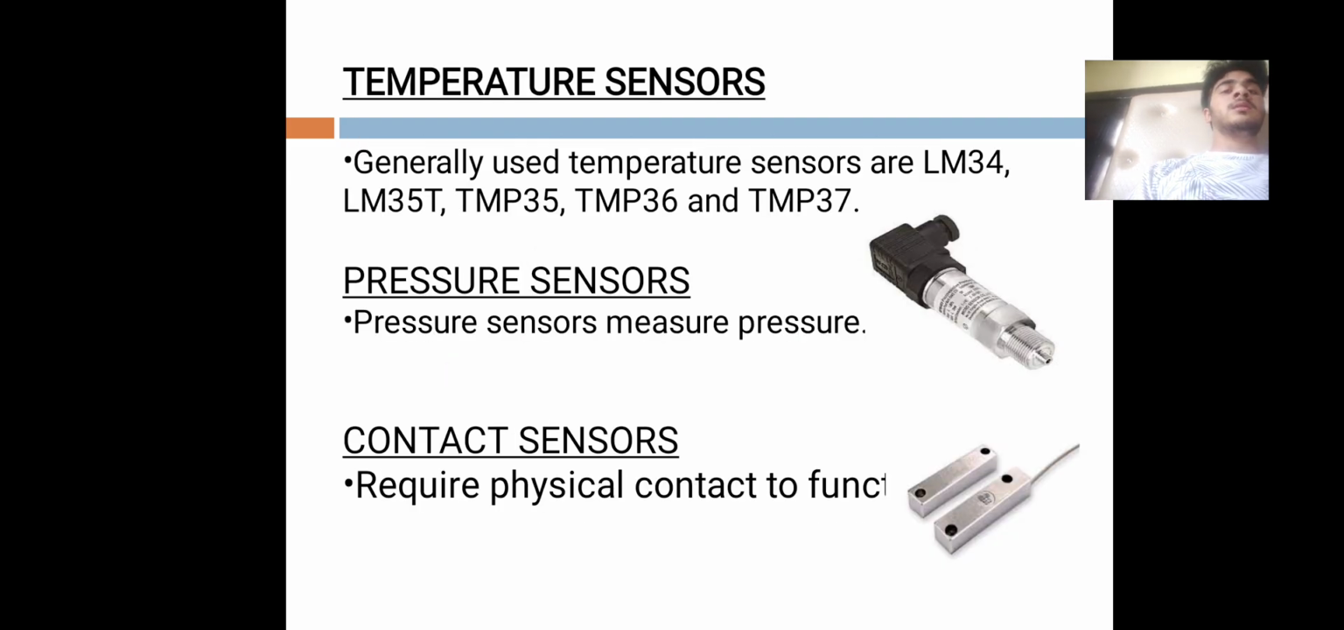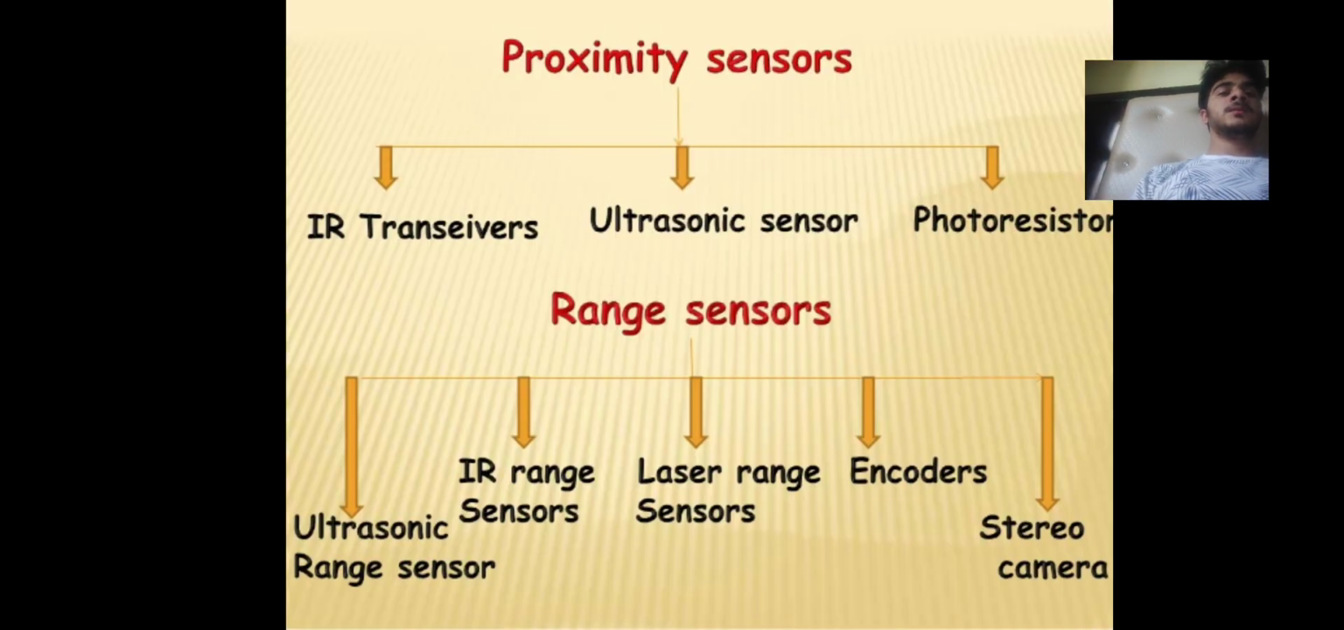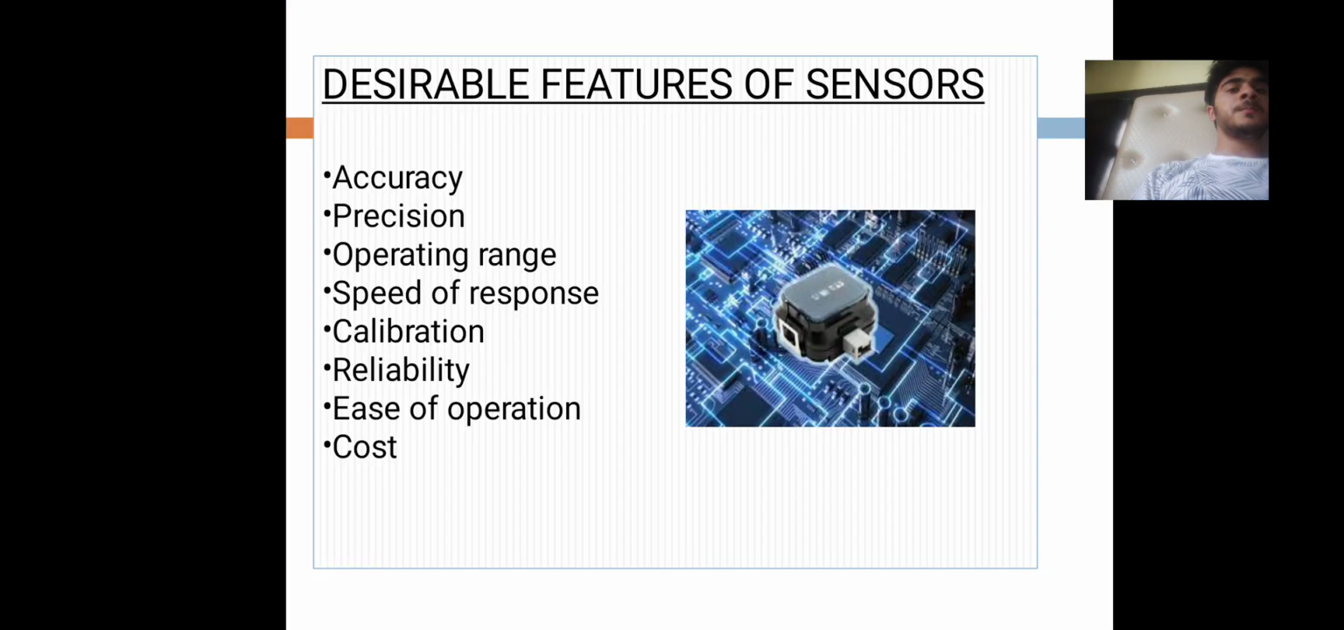Temperature sensors. Generally used temperature sensors are LM34, LM35, TMP35, TMP36 and TMP37. Pressure sensors measure pressure. Contact sensors require physical contact to function. Types of proximity sensors: IR transceivers, ultrasonic sensor, photoresistor. Range sensor types: ultrasonic range sensor, IR range sensor, laser range sensor, encoders, stereo camera.